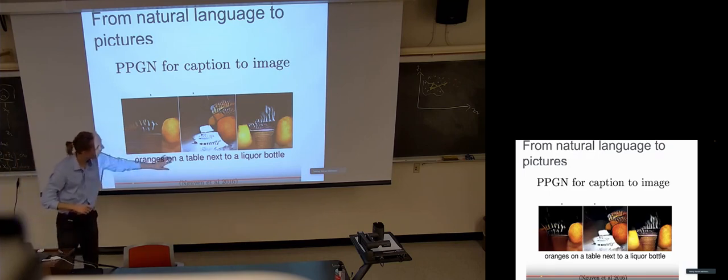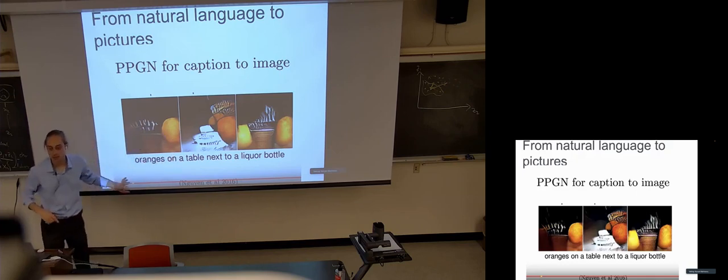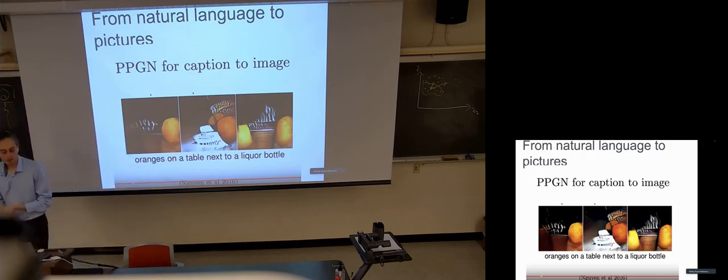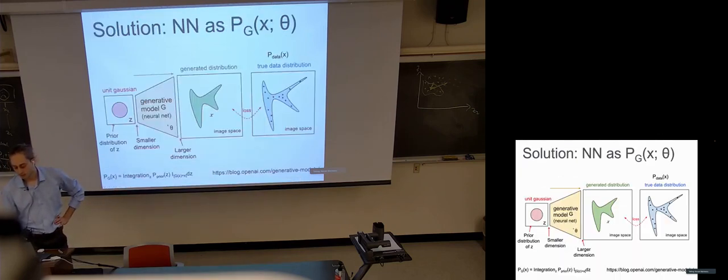From text, you can generate images. You give a snippet of text, for example, we want oranges on a table next to a liquor bottle, and it generates images with oranges next to a liquor bottle. I think it's fascinating. We can do these kinds of things these days, even much better than this example, which is again from 2016. There are really good models nowadays that can do it very well.